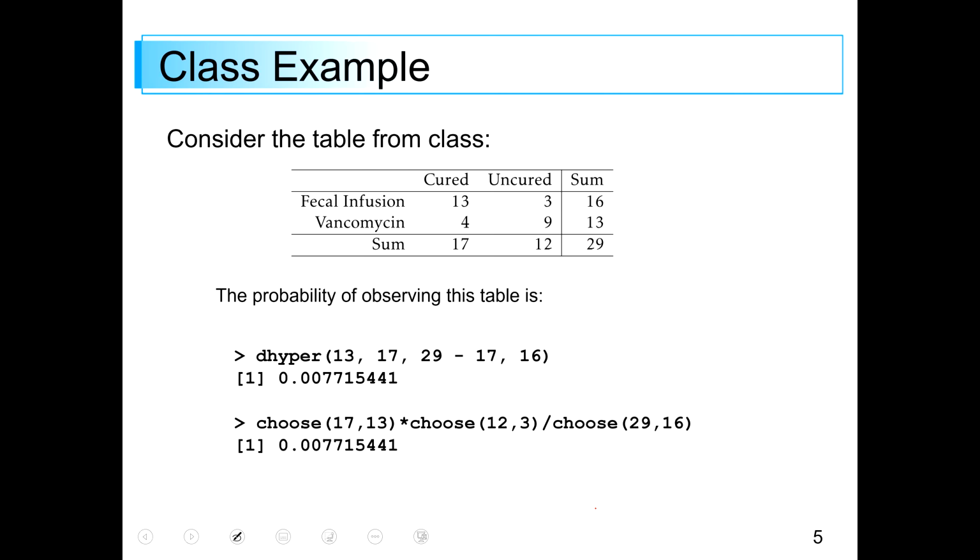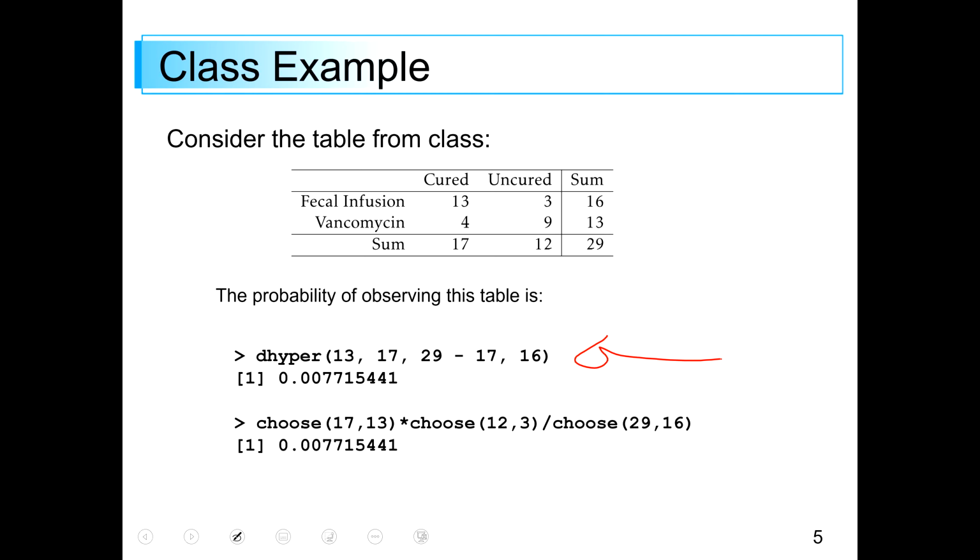So from this table from class, if you wanted the probability of observing this table, this is what the call would be in R, where you have to give it how many successes you're interested in the population, how many successes there were, how many failures there were, and the size of your sample. You can see on the previous slide what all the parameters are, but this is how you would call it. And that's the probability of observing 13 successes in a sample of size 16 from an overall population of 29, where there were 17 successes and 12 failures.